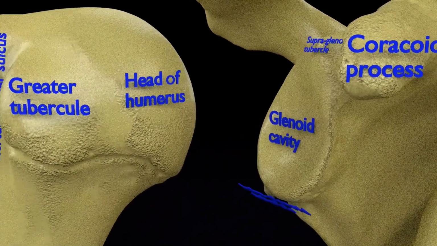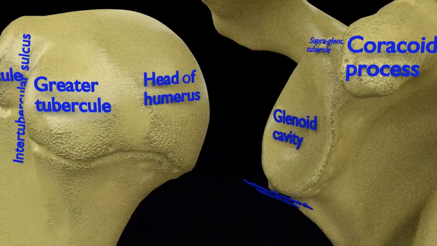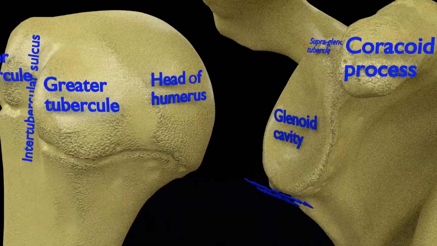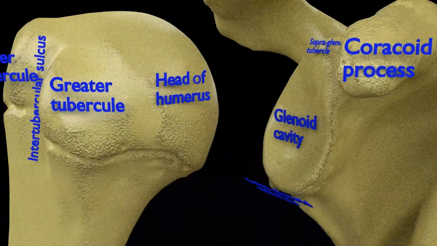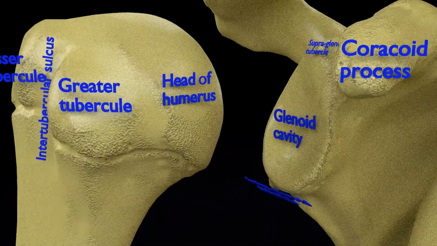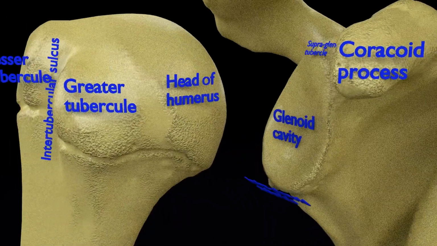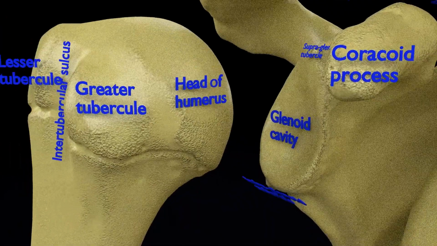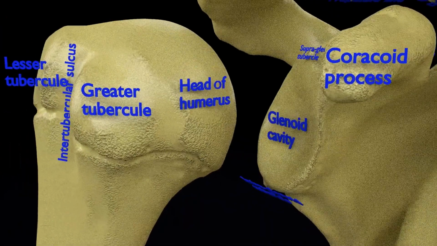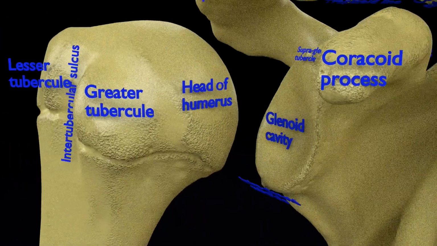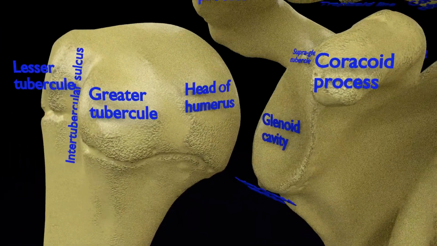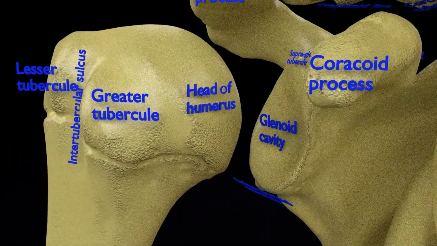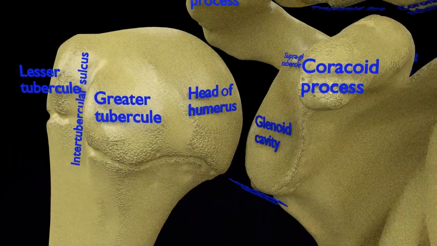Laterally, it is attached to the anatomical neck of the humerus, except inferiorly, where it extends to the surgical neck of humerus. Superiorly, it is deficient for the passage of the tendon of long head of biceps brachii. Anteriorly, the joint is supported by superior, middle, and inferior glenohumeral ligaments.